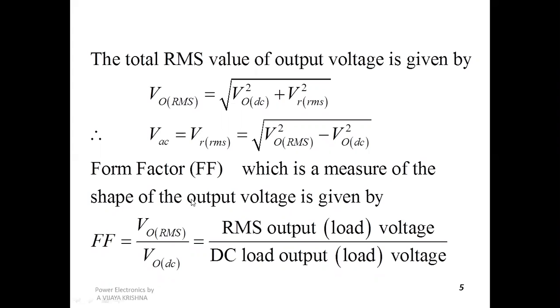Here we are calculating the form factor. What is meant by form factor? The form factor is the measure of the shape of the output voltage. It is the ratio of V naught RMS to V naught DC, that is, the RMS output voltage divided by the DC output voltage. That is the ratio of the voltages from which we derive the form factor.